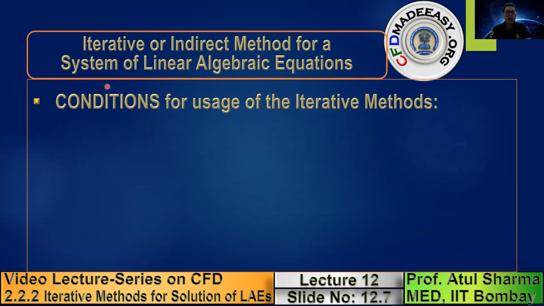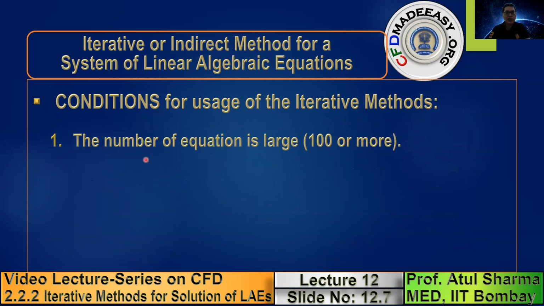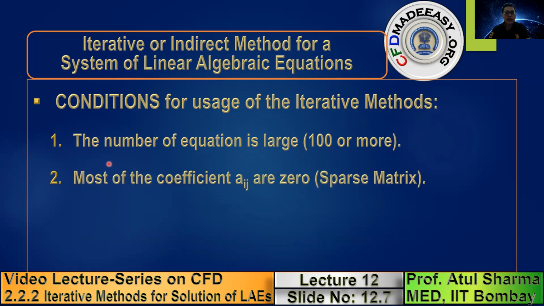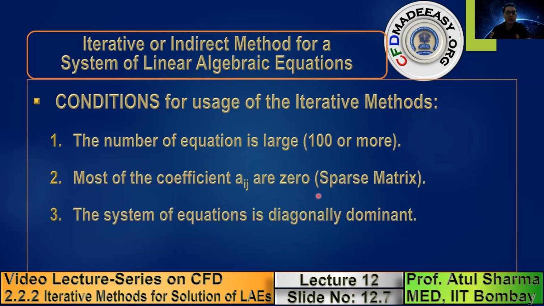As I mentioned earlier, there are two methods of solving a system of linear algebraic equations, direct method and indirect method. Here, there are certain conditions under which this indirect or iterative method is recommended. So I'll list down these conditions. The first condition is if the number of equations is large. So in your system of algebraic equations, if there are a large number of equations, then iterative method is recommended. The second condition is most of the coefficients in the coefficient matrix are zero. So if the coefficient matrix is sparse, this is the second condition for the usage of iterative method.